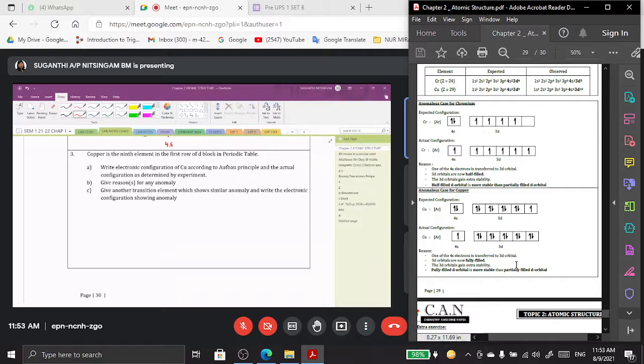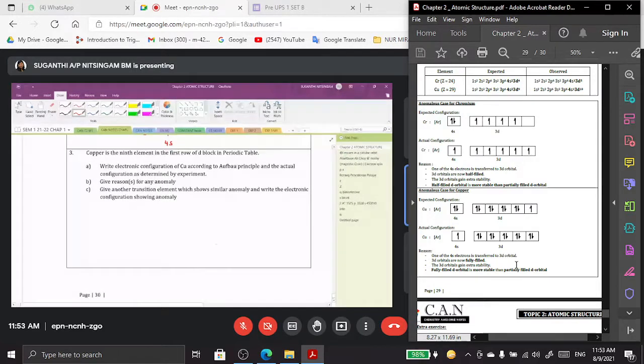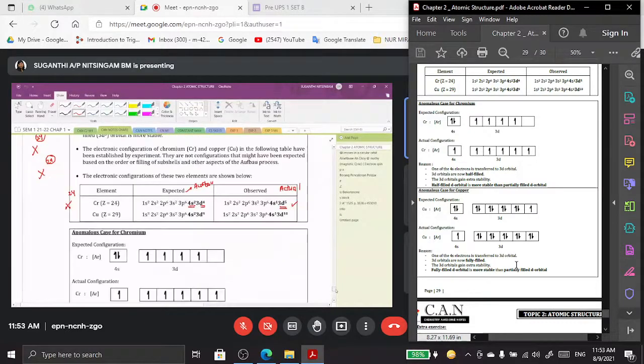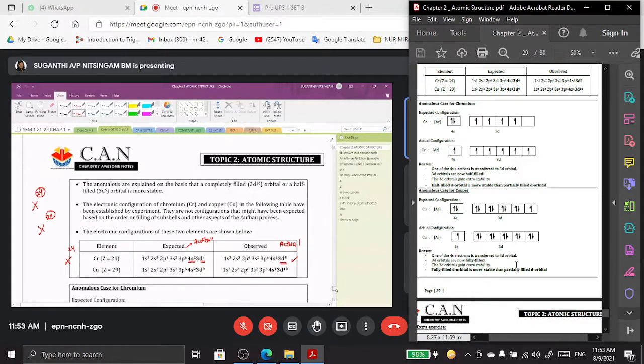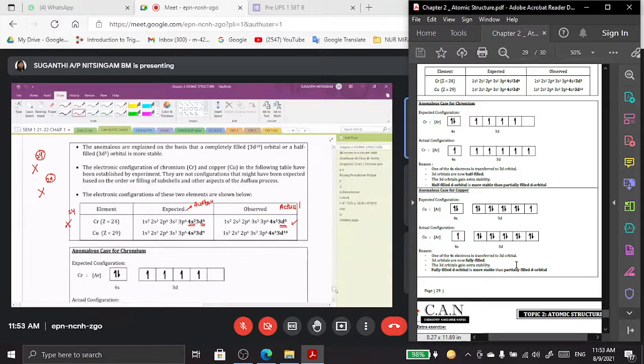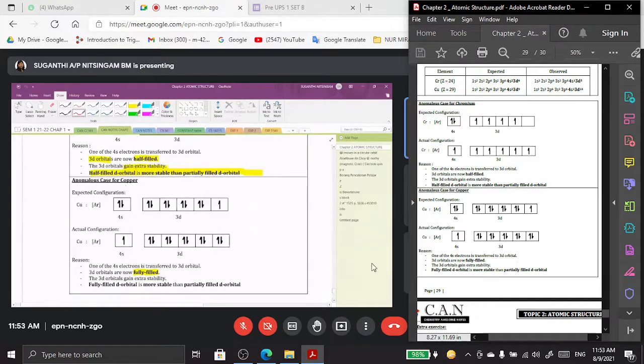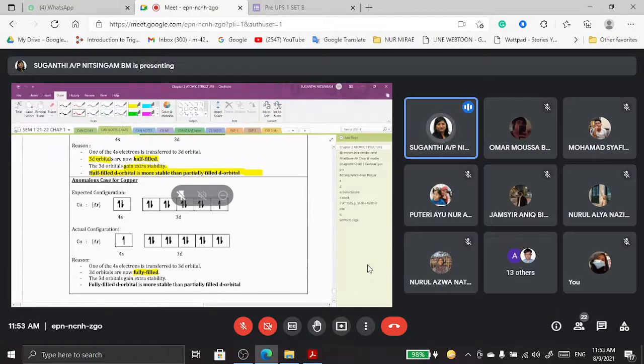My dear, siapa yang panggil aku? B tu, yang B tu reason macam mana? Reason dia sama seperti yang atas tu, kan kita dah ada tadi. What is the reason? Dia dah bagi kat atas sini. The anomalous I explain, okay, here. The 3D gains extra stability. Half-filled 3D orbital is more stable than the partially filled.